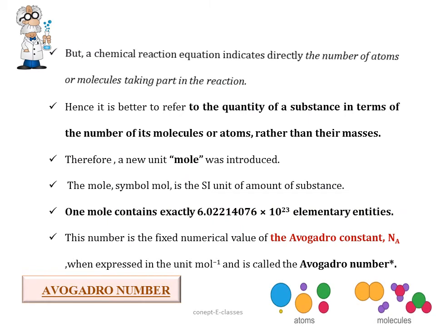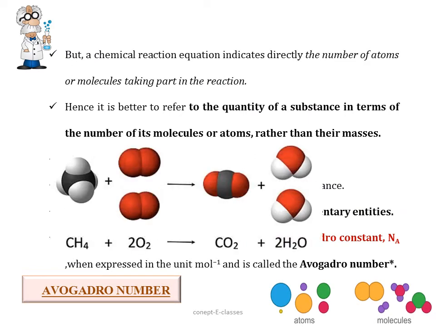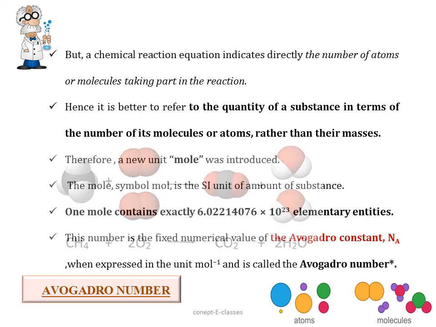But a chemical reaction equation indicates directly the number of atoms or molecules taking part in the reaction, right? We don't deal with the masses. For example, here methane reacts with oxygen. See, CH4 plus 2O2 gives carbon dioxide with water. So in a chemical reaction equation, it directly deals with the number of atoms or number of molecules taking part in the reaction rather than their masses.